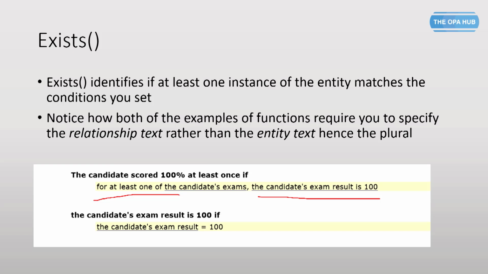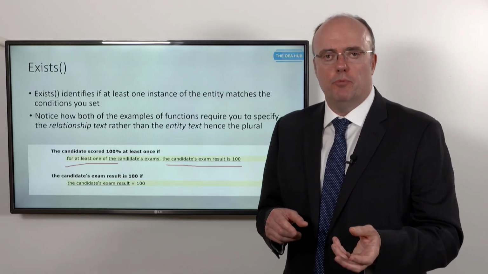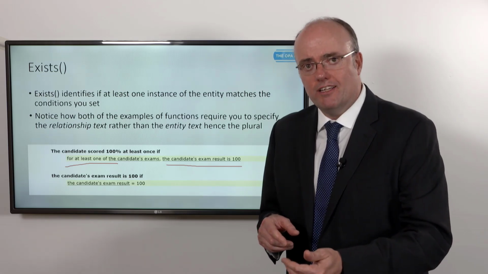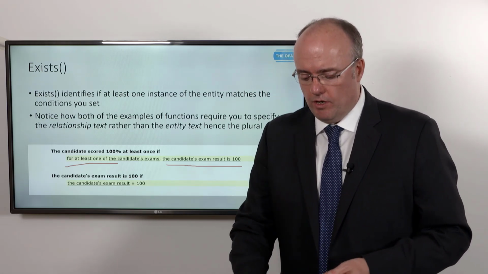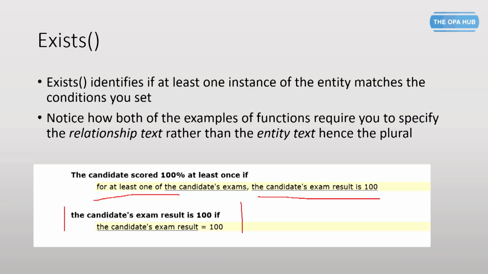The candidate's exam result is 100. You probably recognized that's a yes-no. That's a Boolean attribute. And chances are, before I started writing this function, I didn't have that attribute. So underneath, you'll see I've added the candidate's exam result is 100 if the candidate's exam result equals 100. And you're thinking, that sounds a bit like cyclical logic.